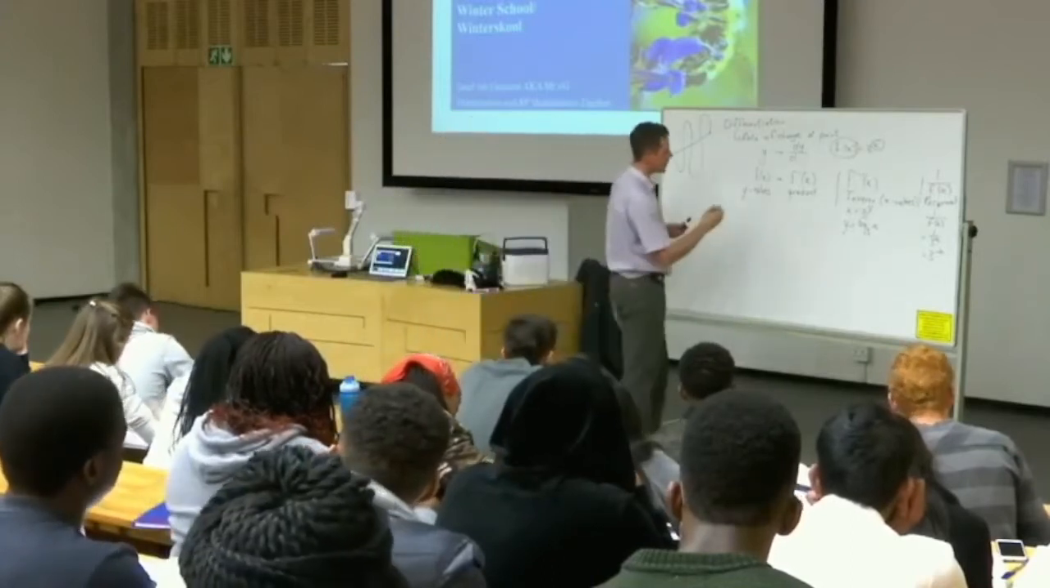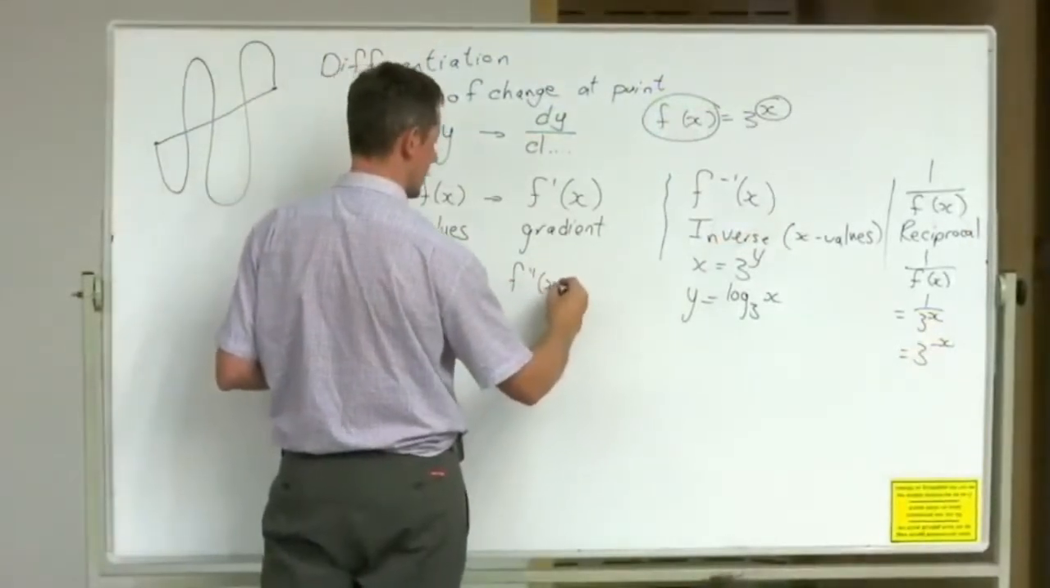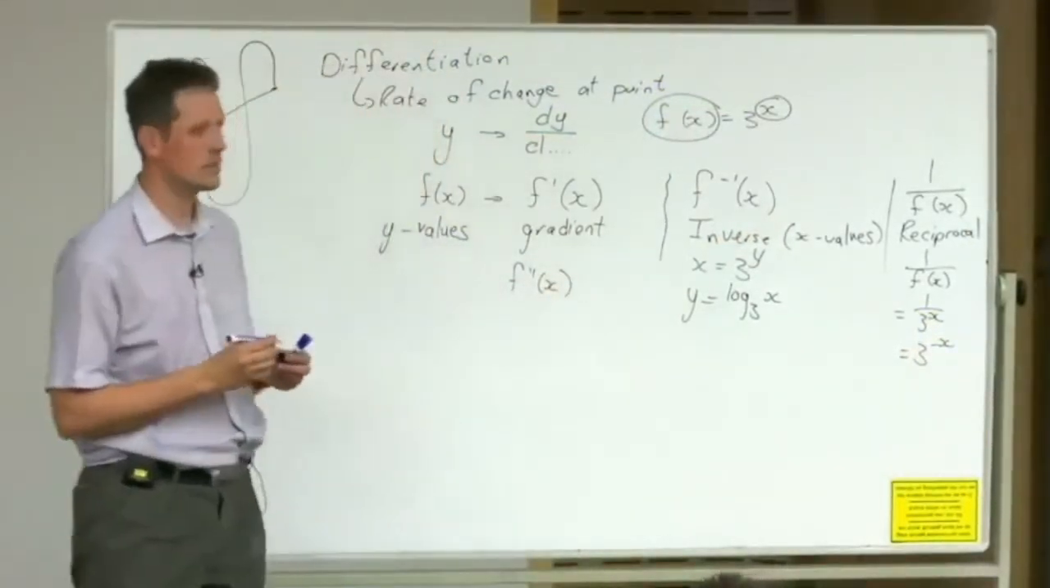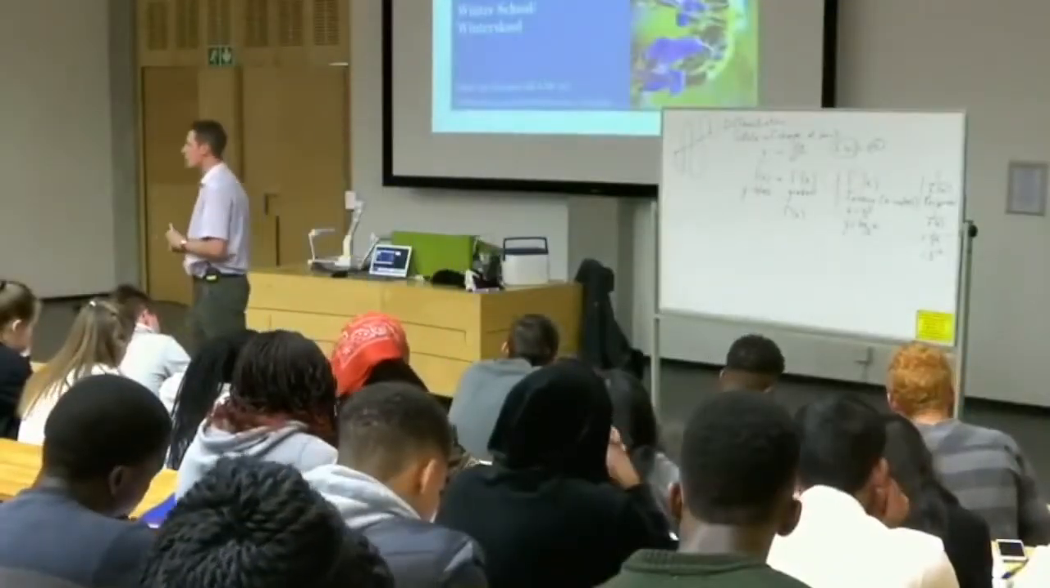Now I would like to ask you guys, what does f double accent of x mean? It's the second order derivative. And what does that give me of f of x? That is a test for a minimum or a maximum. But it is just an application. But what does f double accent x give me?